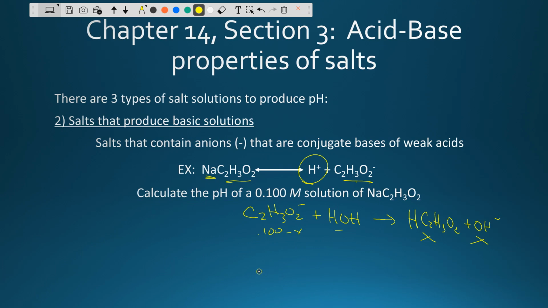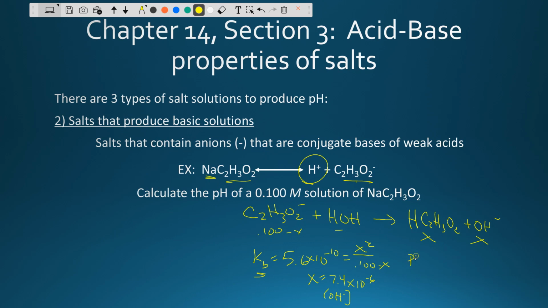I look up my value, and I see that my Kb value for my acetate is 5.6 times 10 to the negative 10th. That's going to equal x squared over 0.100 minus x. So my x value ends up being 7.4 times 10 to the negative 6th. Now remember, that's going to be my hydroxide because I was using my Kb value here.